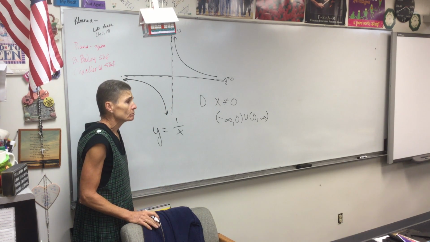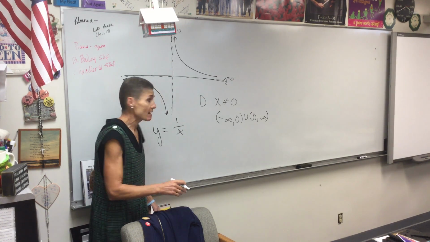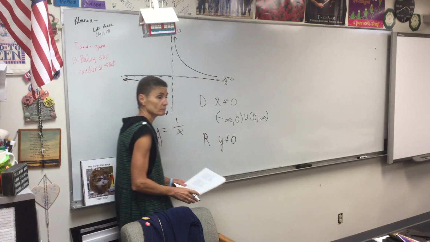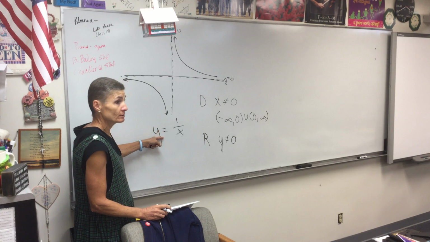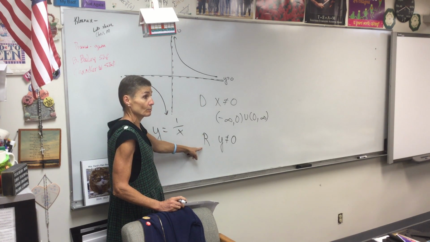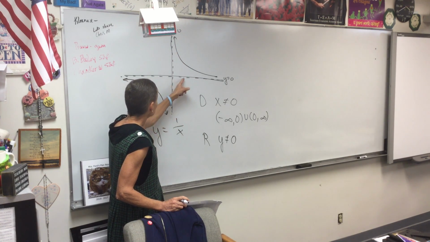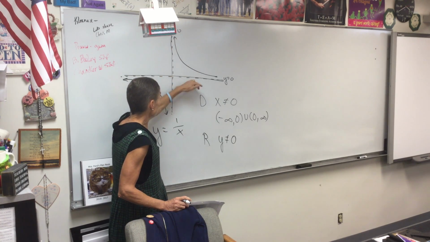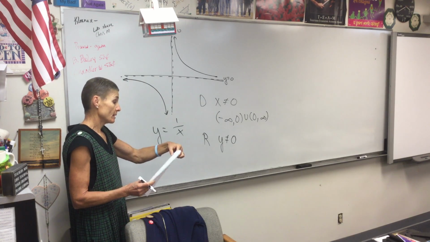What's your range? Pretty much the same thing. Exactly the same thing, only it's y can't be 0. Because this arrow goes down forever, this arrow goes up forever. Remember, range is y. I'm looking up and down. The only thing I don't do is cross at 0, right? So I've got everything above 0 and everything below 0, but not 0.